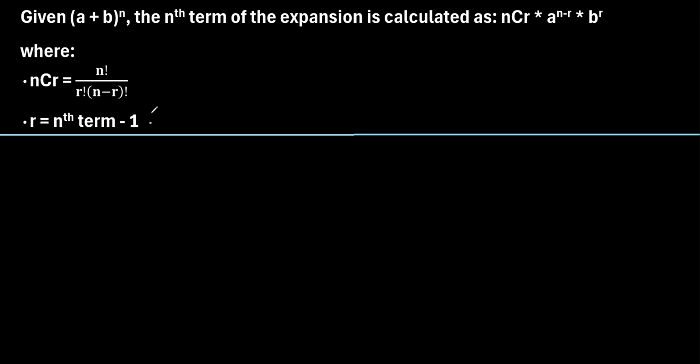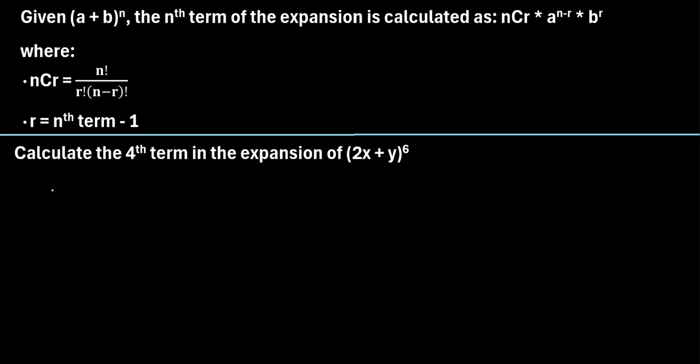So this formula might look a little intimidating, but let's check out an example of how to actually use it in practice, and you'll find that it's not so difficult. Let's say that we are asked to calculate the fourth term in the expansion of 2x plus y to the power of 6. So we have some binomial, we're raising it to the power of 6, and we just want to know, when we do this binomial expansion, what will the fourth term be?